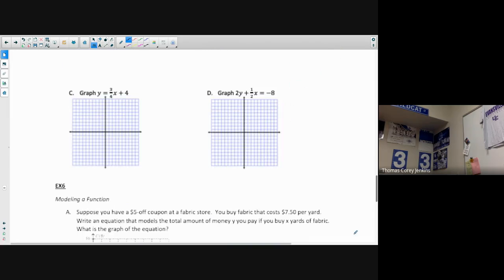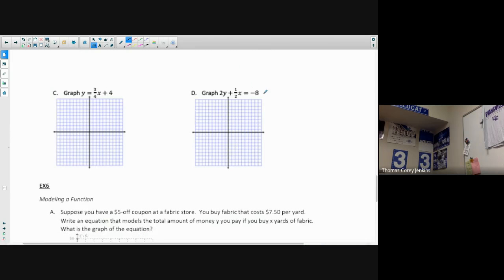Let's see, is there anything else? I'm going to leave C for you. Let's maybe do D, and then that'll finish us out. We'll do example 6 on day 2's lesson. All right, so we want to move plus 1/2 x over first. So that's going to give me 2y equals negative 1/2 x minus 8, which was already over there.